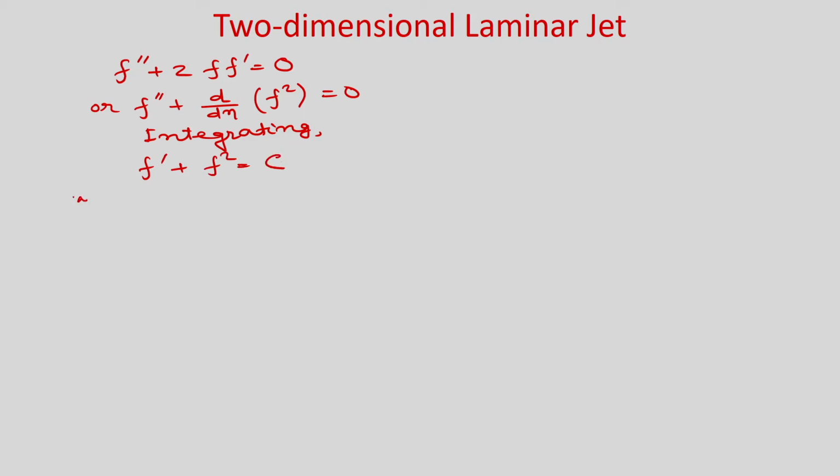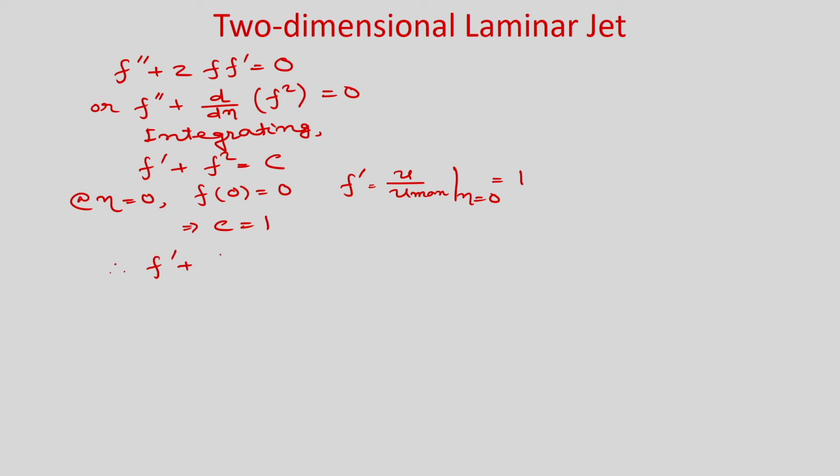So, you can see at eta equal to 0, we have f(0) is 0, and f prime, which we are defining as u by u max at eta equal to 0. Because maximum velocity will occur at the center line, this will be 1. That means C will become 1. So we can write f prime plus f square is equal to 1.